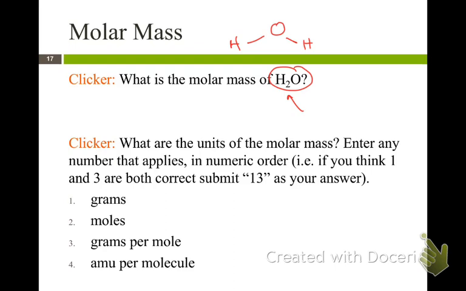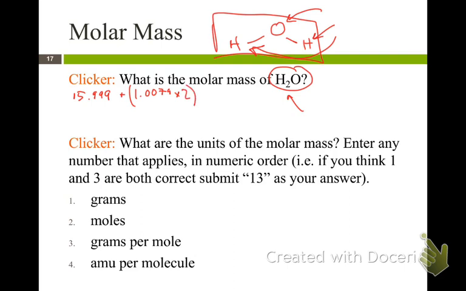So for this part, we're going to ask how much this water molecule weighs. We know that it has 1 oxygen and 2 hydrogens, so that means we're going to add up 15.999 for the mass of 1 oxygen, and then we're going to add 1.0079. We're going to have to do 2 of those because there's the mass of hydrogen as well.